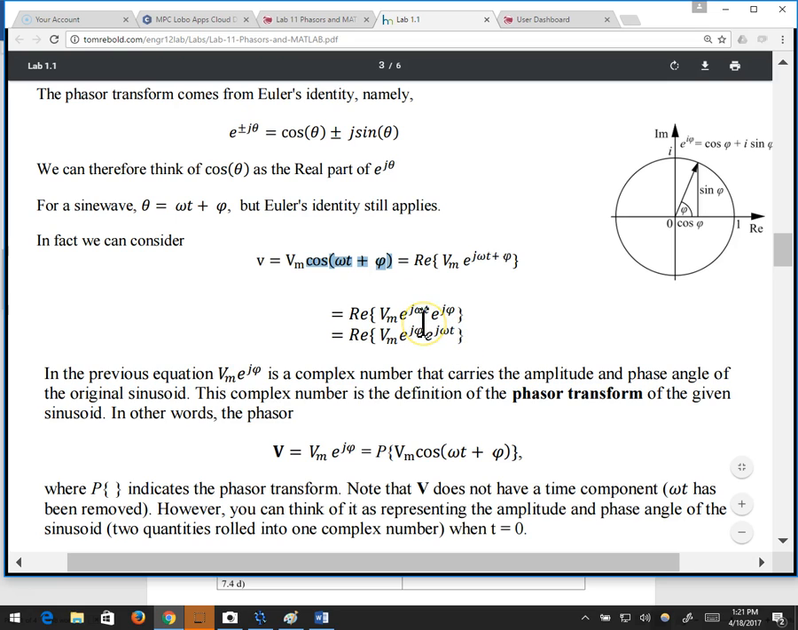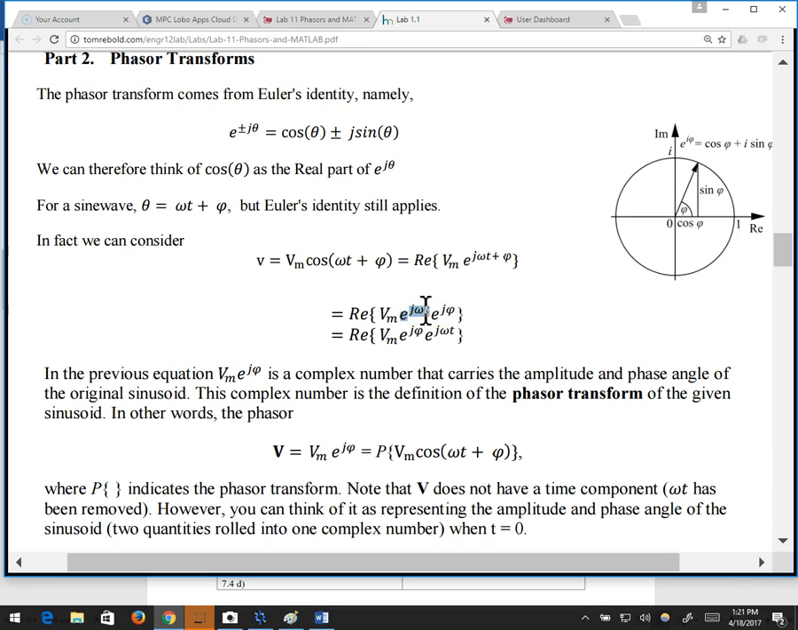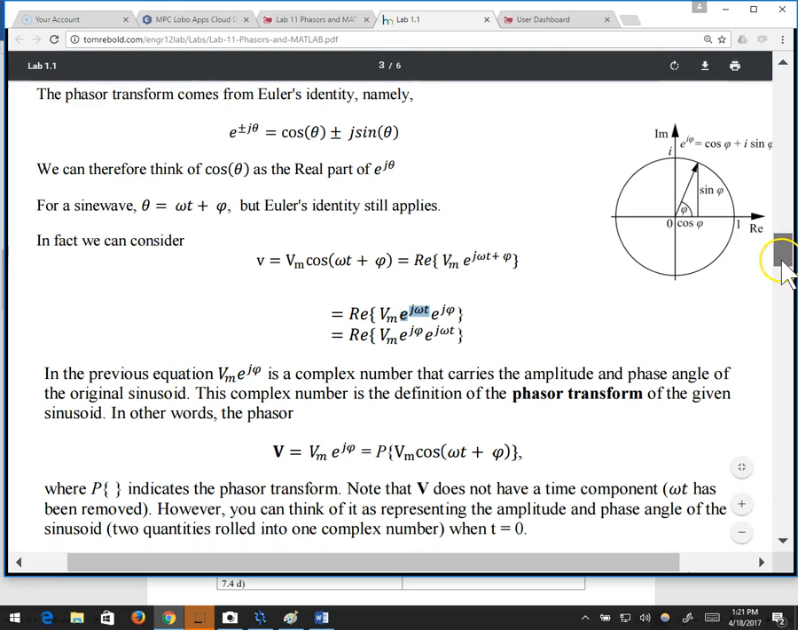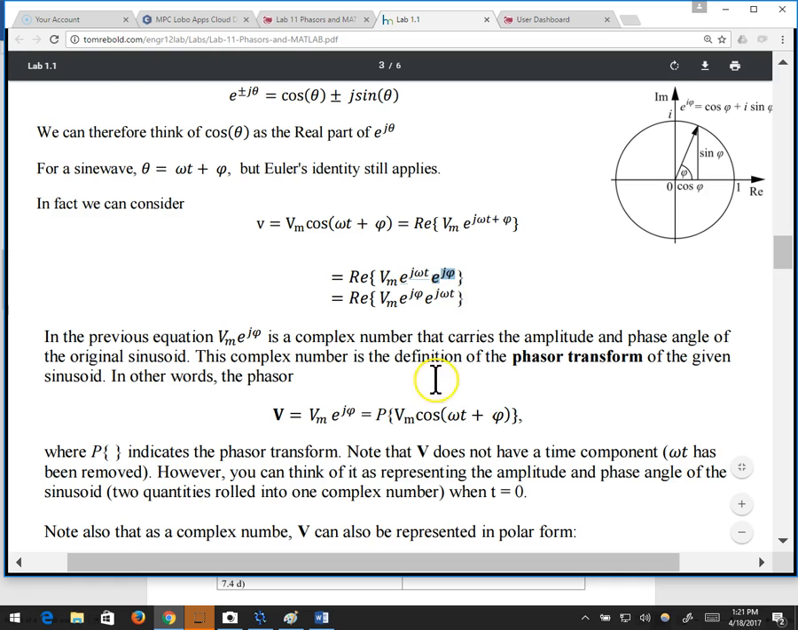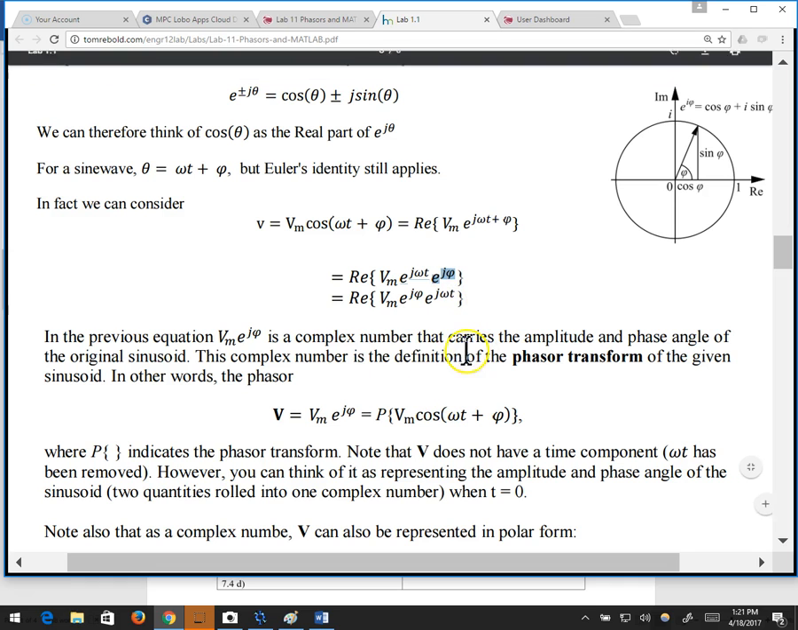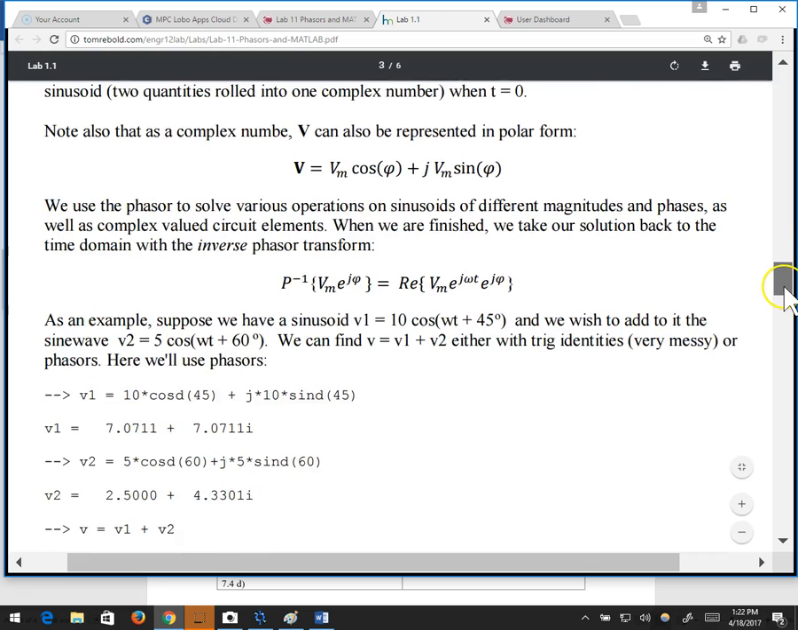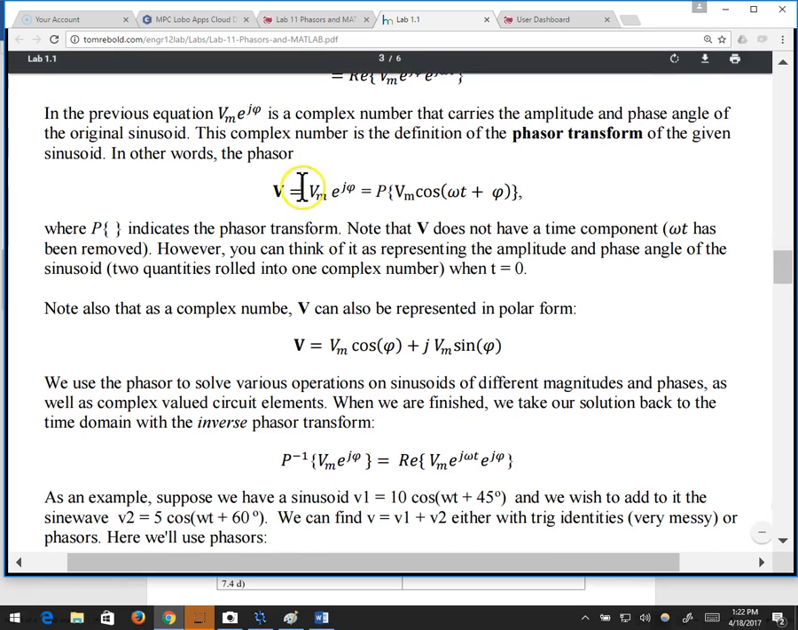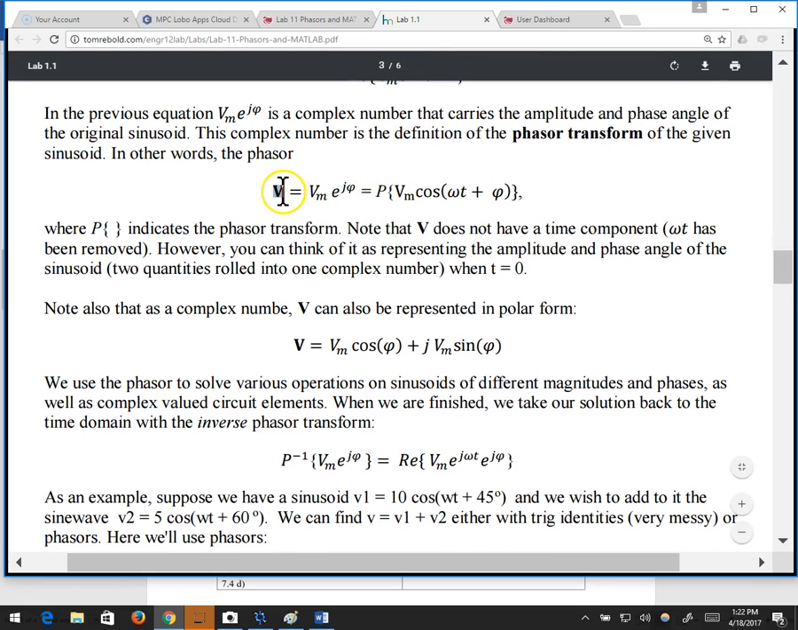What we do with the phasor transform is we throw out the e to the j omega t part, because that's just a constant revolving phasor going around and around in a unit circle, not giving us a whole lot of information. But this e to the j phi gives us a lot of insight into the phase angle, which helps us later when we calculate power. So we call this boldface V the phasor transform of a sine wave. And this boldface V is a complex number. You get it just by doing Vm times the cosine of phi plus j Vm times the sine of phi.